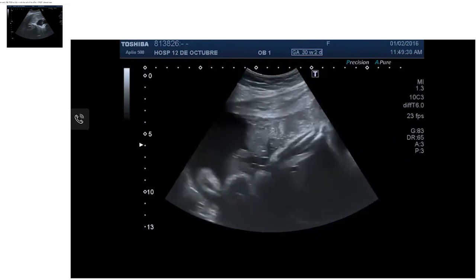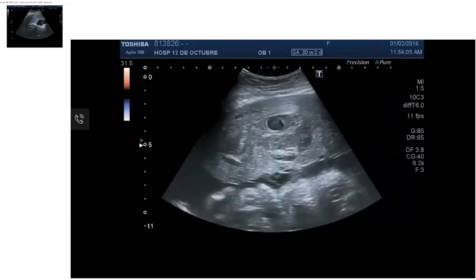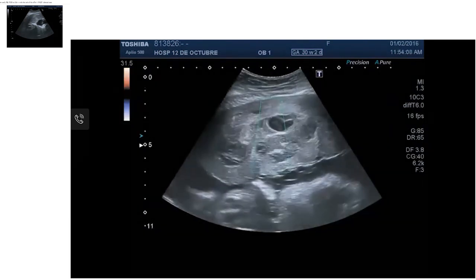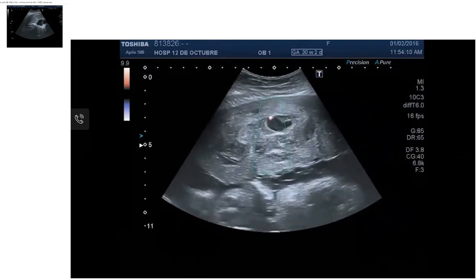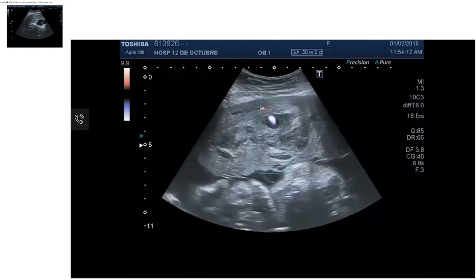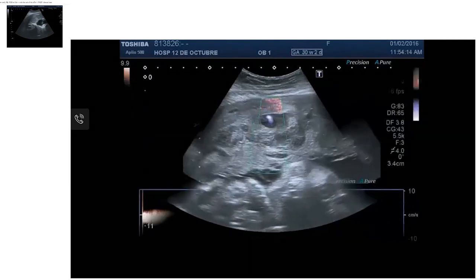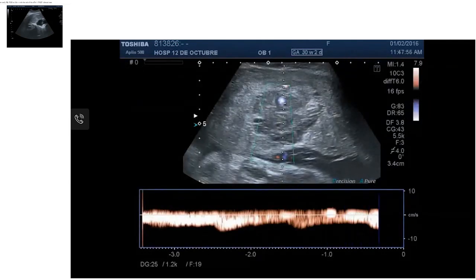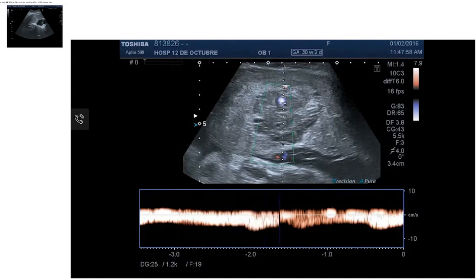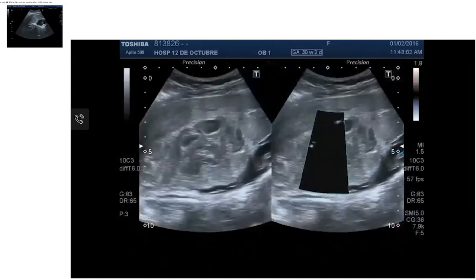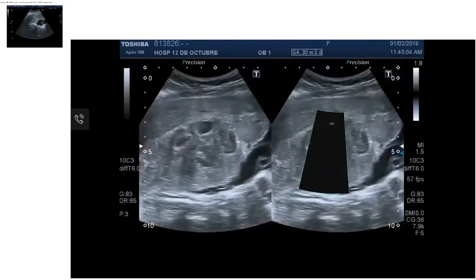And we could confirm, we were very sure with this ratio and with this imaging, that we were facing an abruption. This was the vessel that was bleeding. And 5 minutes later, we performed a cesarean delivery and the baby was born.